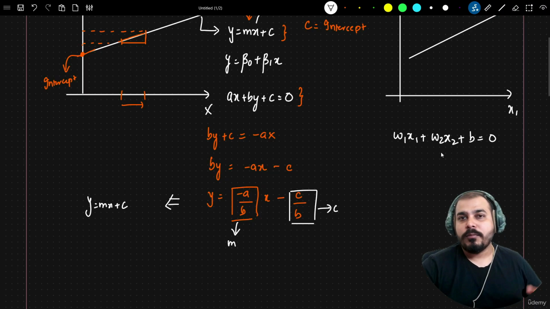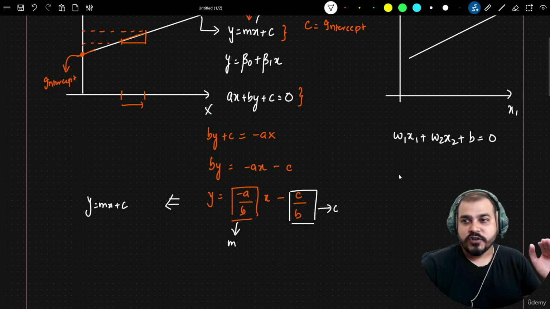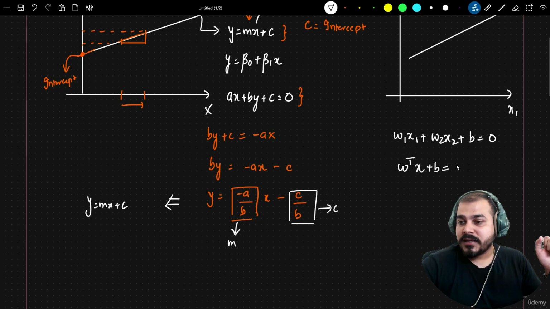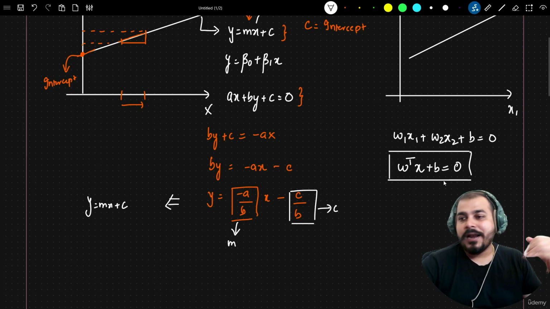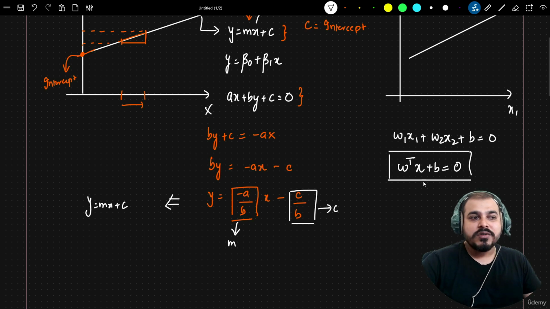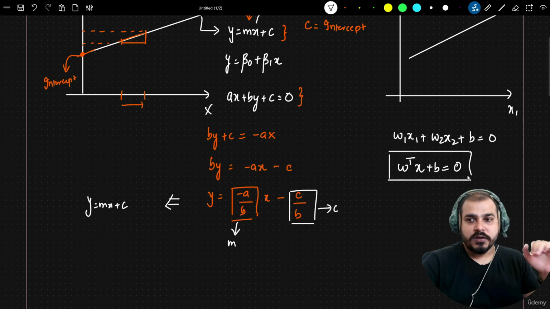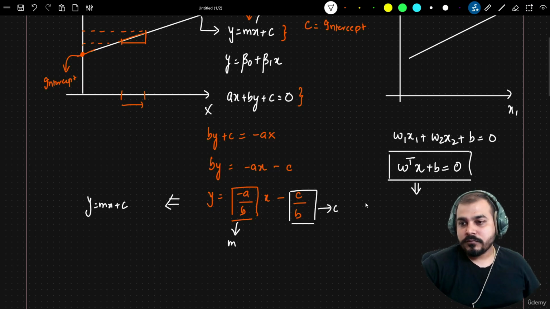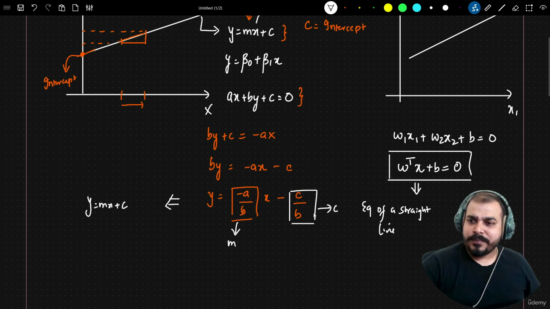One is w1, w2. W1, w2 is basically my coefficients. So I can also give this representation as w transpose x plus b is equal to 0, right? In the upcoming algorithms we will discuss, I will be using this particular equation regularly, w transpose x plus b is equal to 0. And this is nothing but the equation of a straight line. Super important. Understand that these representations are almost one and the same.